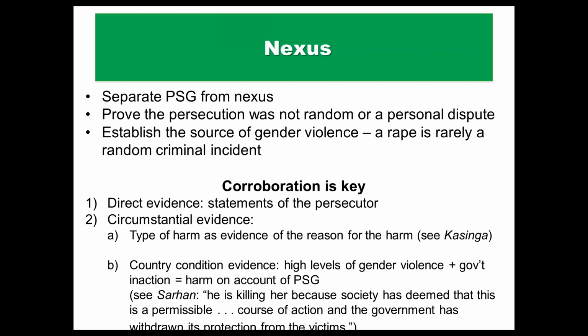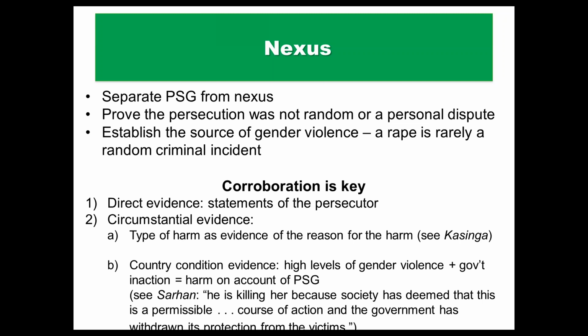And so in gender-based claims, we really try to break the corroboration down into three parts. So first you have the direct evidence, which is your client's statements mainly, and maybe statements from others that are talking about what the persecutor said to your client. What did he say that shows that he thought they were in a relationship that cannot be left, that cannot be changed because she's always going to belong to him? So look at that direct evidence.